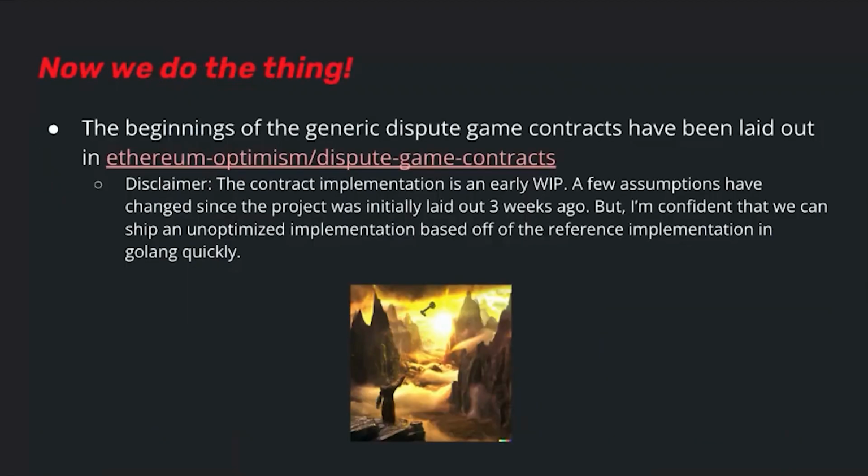So now we do the thing. We've kind of got it working. We've got the beginnings of the generic dispute game contracts in this repo. But just a disclaimer, the contract implementation is really an early work in progress. A few assumptions have changed since the project was initially laid out 3 weeks ago. But thanks to Proto, once again, I'm really confident that we can ship an unoptimized implementation based off of his reference implementation super quickly. And so now, questions. I might have answers.